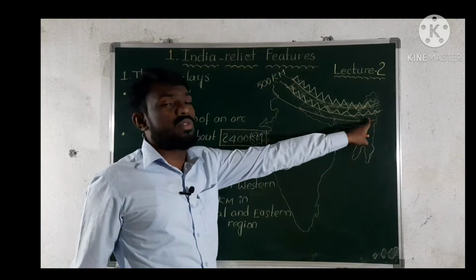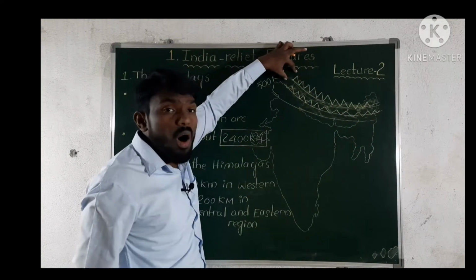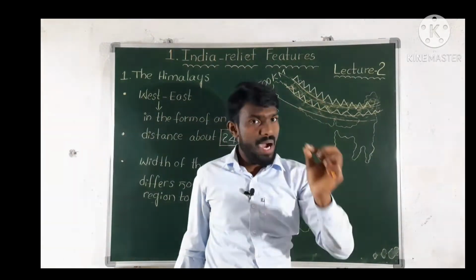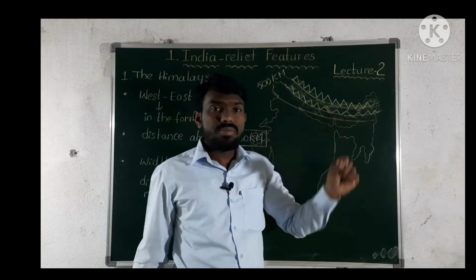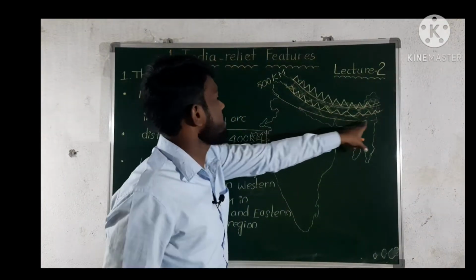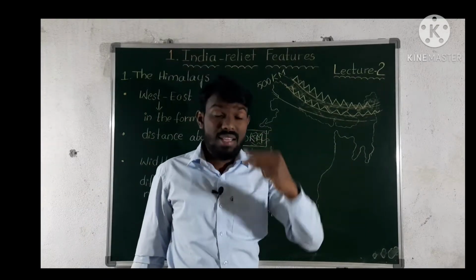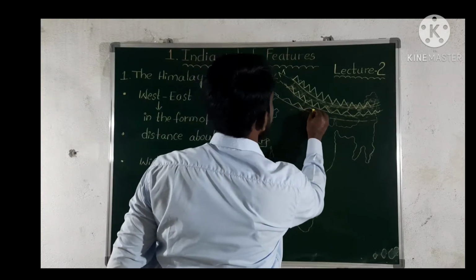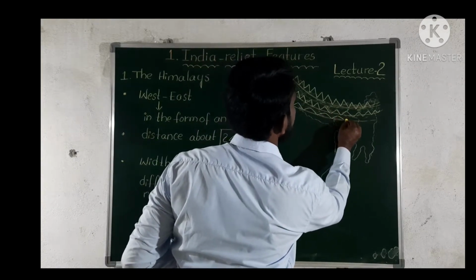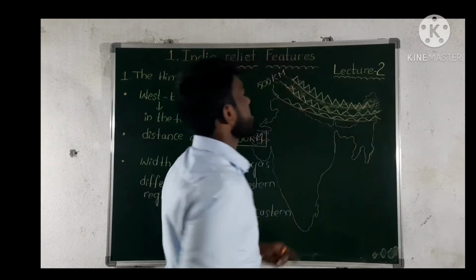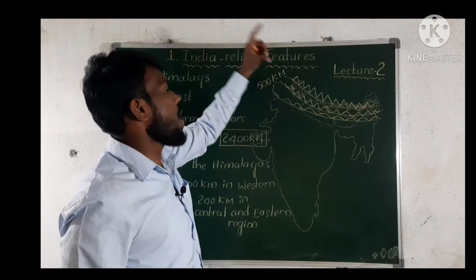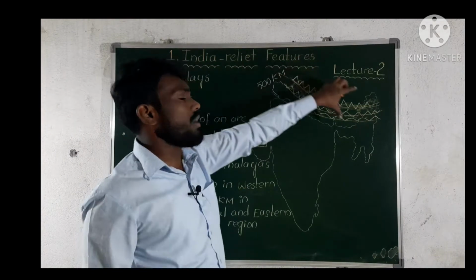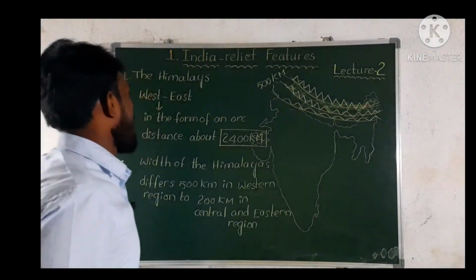The first, the northernmost range, is called the Greater Himalayas, also called Himadri. The next range is the Lesser Himalayas, and the third one is the Shivaliks. The southernmost Himalayan range is called the Shivaliks. These three ranges together form the Mountain Himalayas.